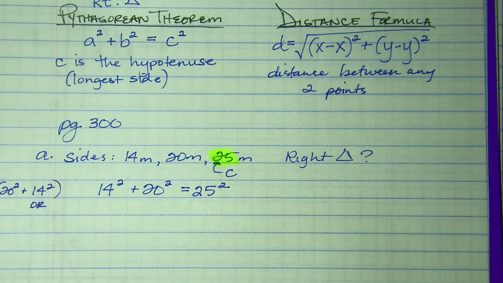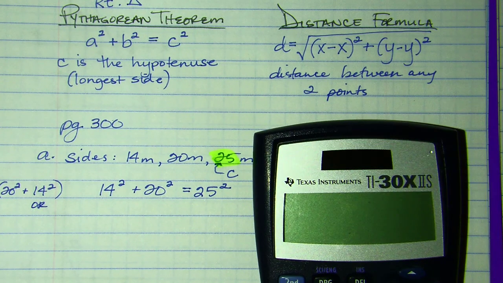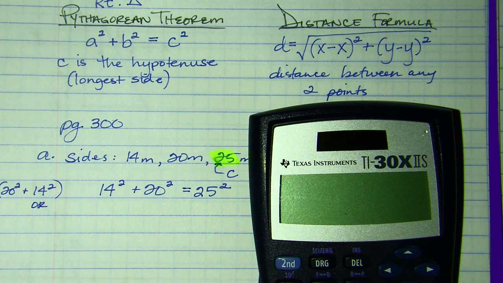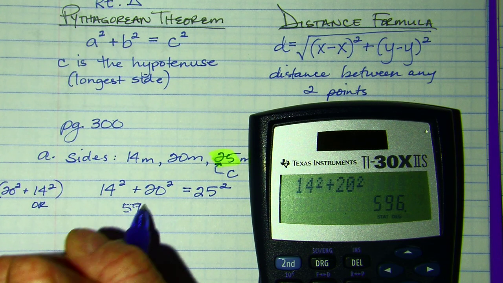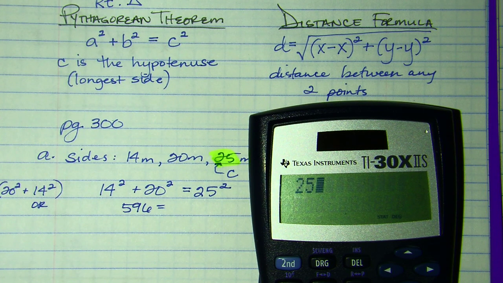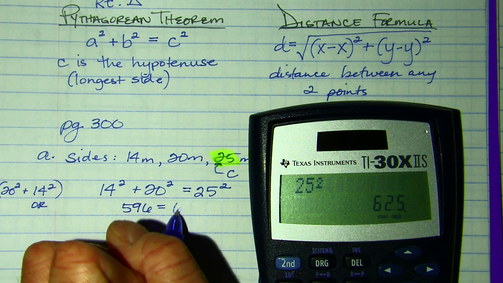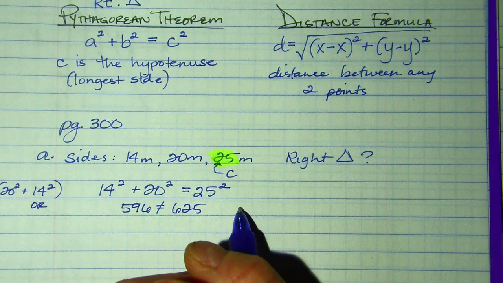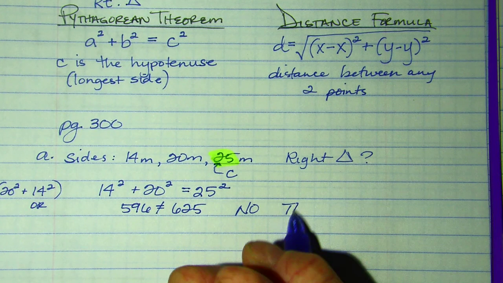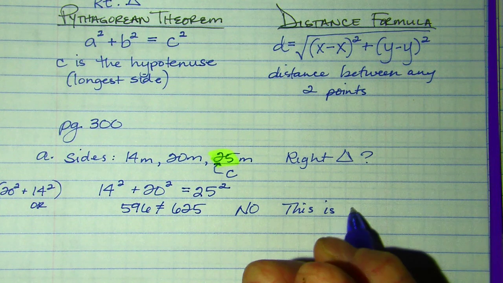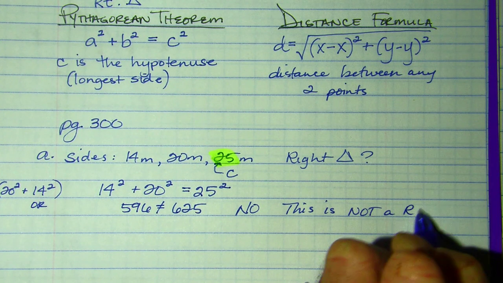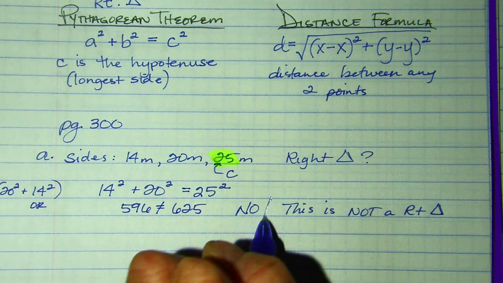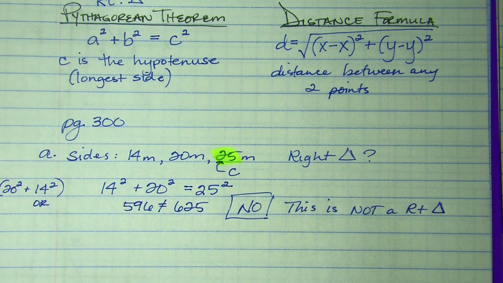The next part you're going to do is simply find the value of each side. So the left is 14 squared plus 20 squared, and that gives me 596. The right is 25 squared, which is 625. Now, these do not equal, so then I would say no, this is not a right triangle because they don't equal.